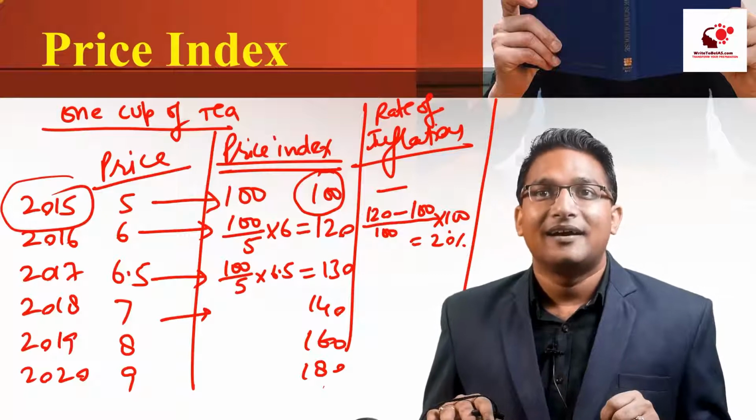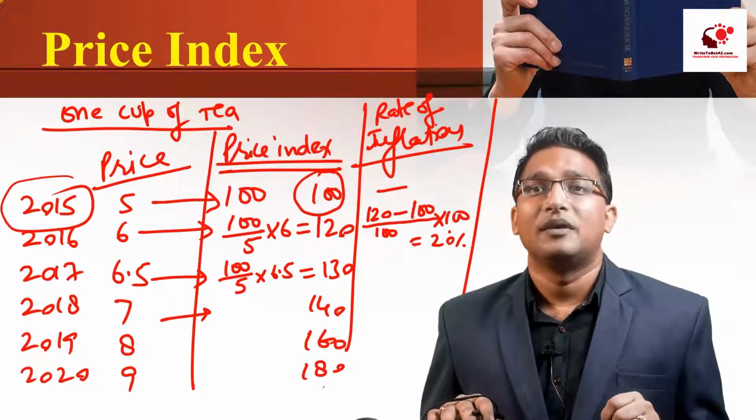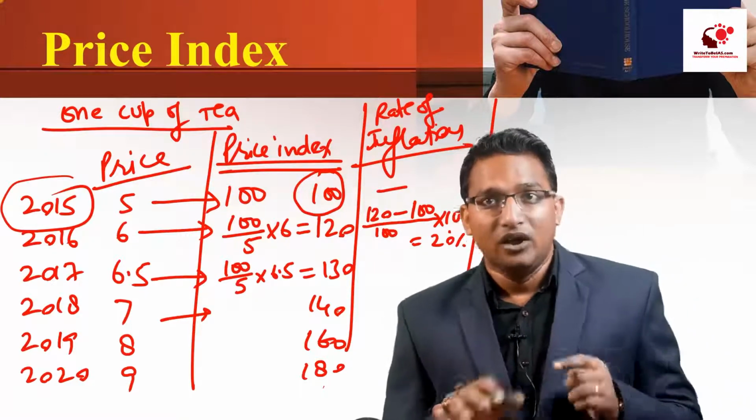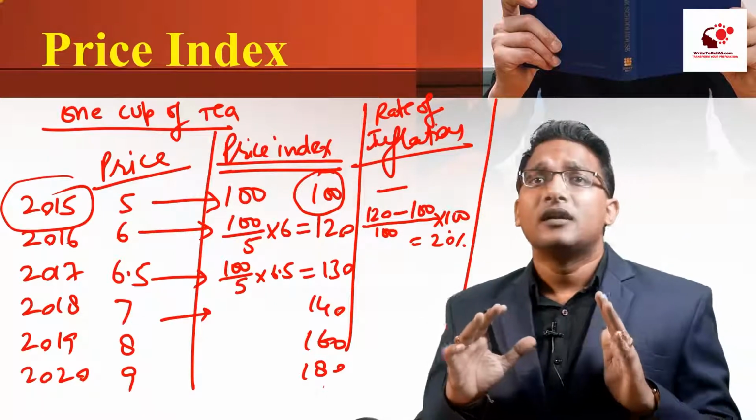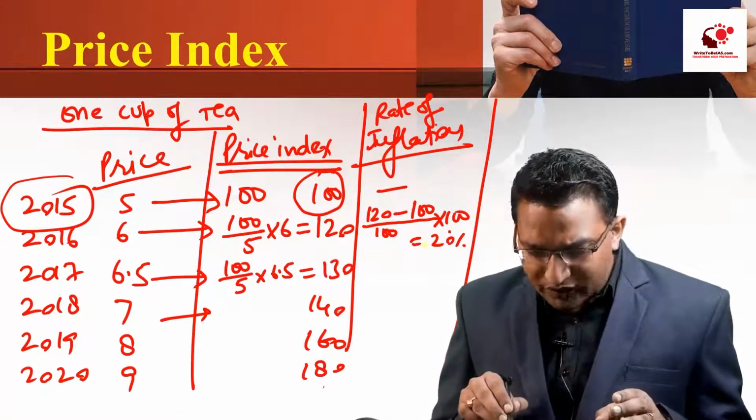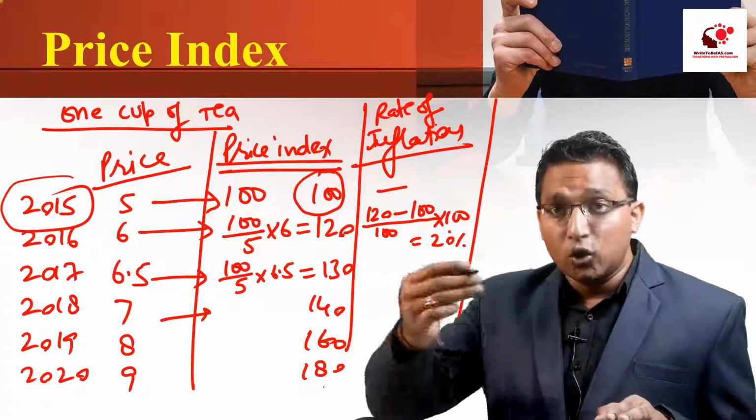I will give the formulas. I will give the explanation. I will link those formulas, explanation, concept with this example. So understand this example as a starting point, right? So again, coming back to 2016, in 2016 the rate of inflation is 20%, and how did we calculate?